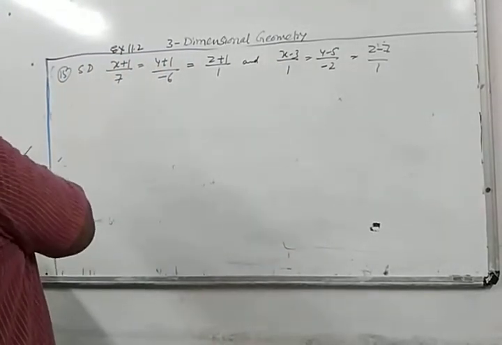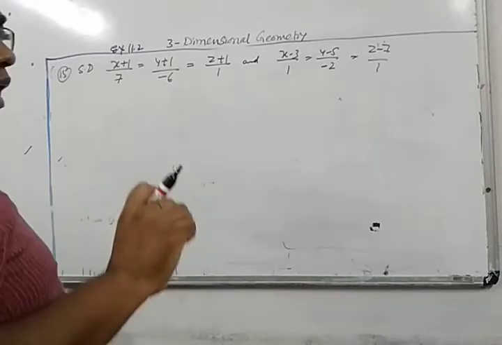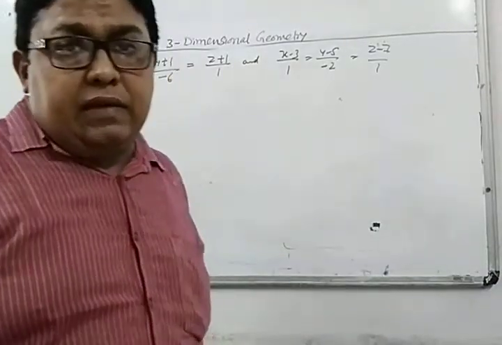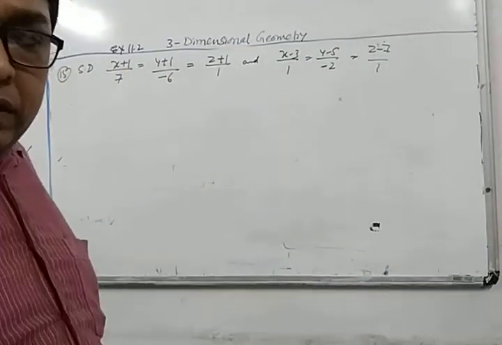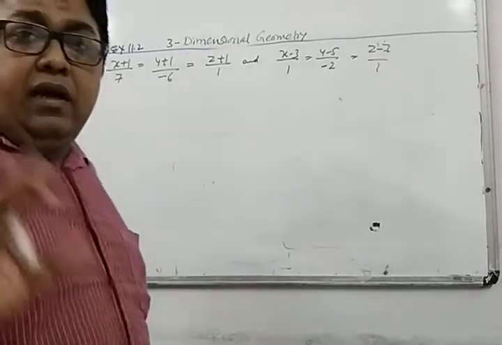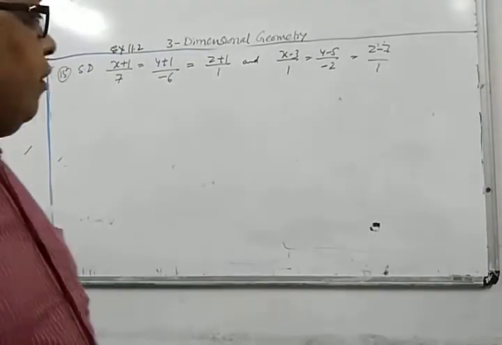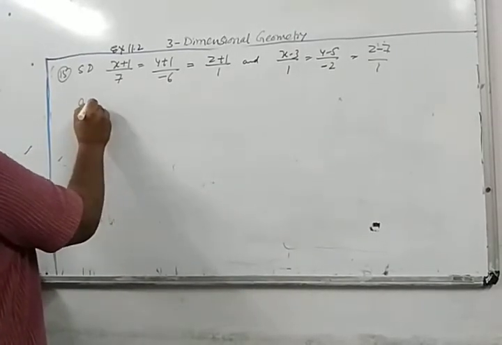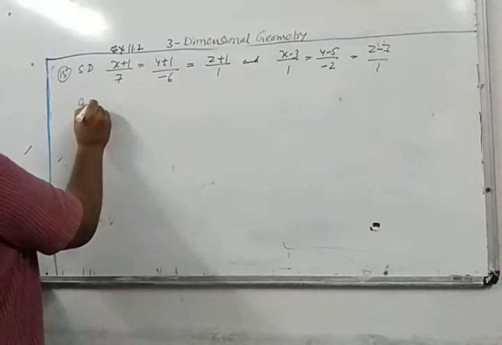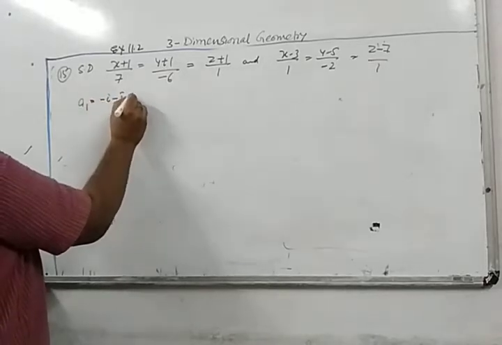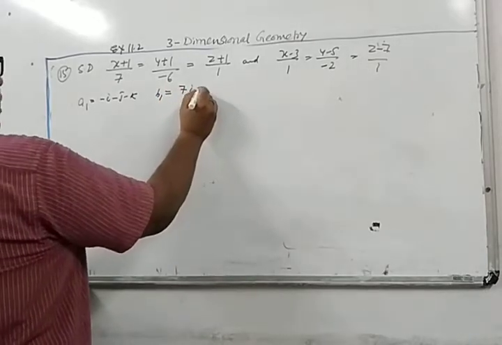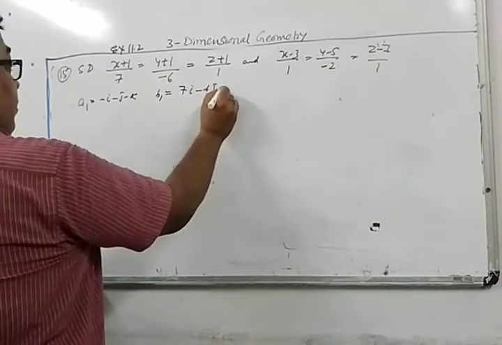We have to convert into vector form, because I suggest you learn only one formula, that is the vector formula. If it is given in Cartesian form, convert it into vector form and then apply the formula of A2 minus A1. Here A1 is the point through which this line is passing, which you can write as minus i minus j minus k. This is A1, and B1 is 7i minus 6j plus k.